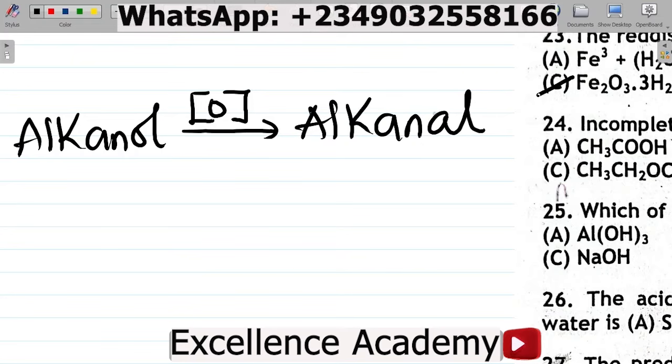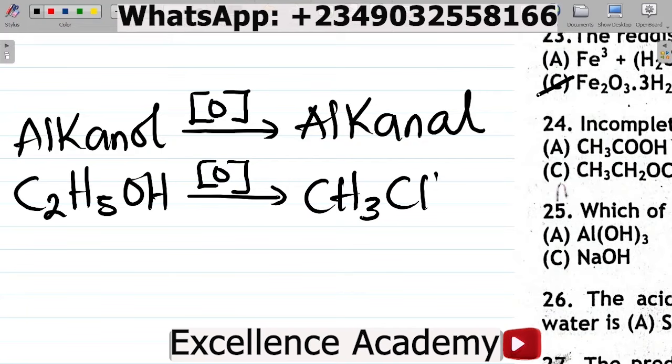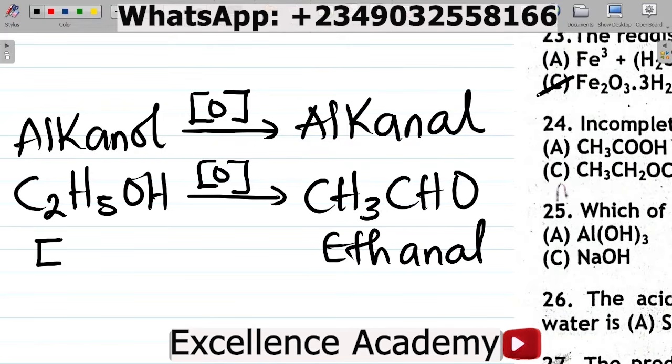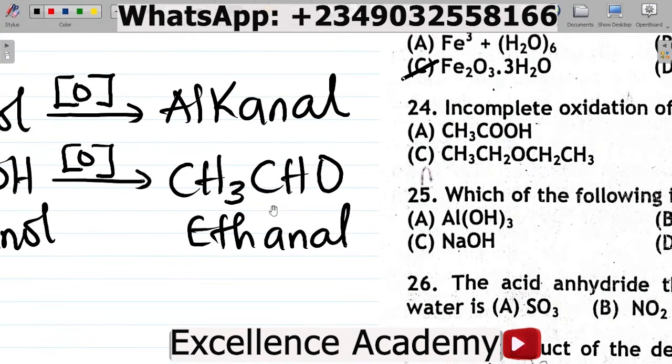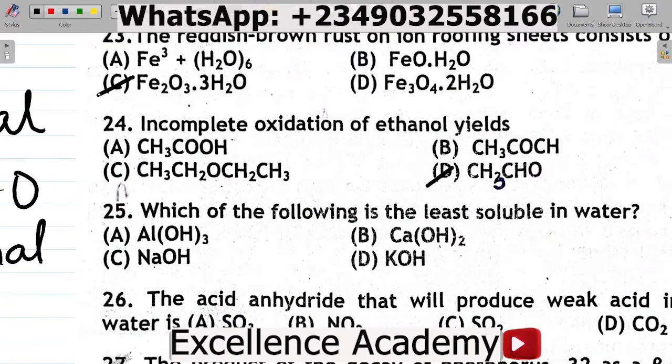Now, if we're given ethanol, which is C2H5OH, undergoing mild oxidation, what you have there is an alkanal, CH3CHO. This is an ethanal, meanwhile this is an ethanol. This is under organic chemistry. Make sure you check my playlist on organic chemistry to learn more about this. So let's see which option is this ethanal, CH3CHO, which is option D here. This is the correct answer.